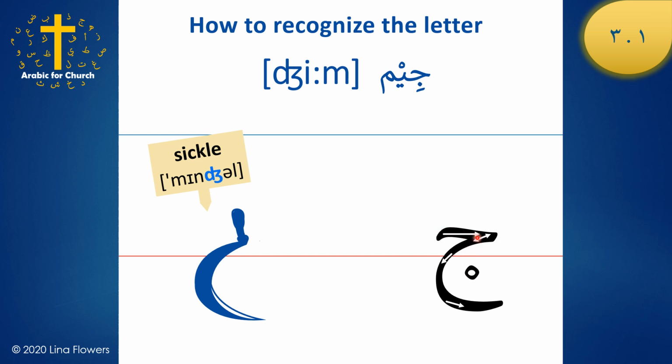The first part is like a little wave on top of the red line. The second part is a wide round shape under the red line, and there's a dot in the center. So if you imagine this as a circle, this will be in the center of the circle. And this is why I chose a sickle to represent the letter Jim, because a sickle has a round part at the bottom. Sickle in Arabic is minjal. Minjal. With the sound J over here.